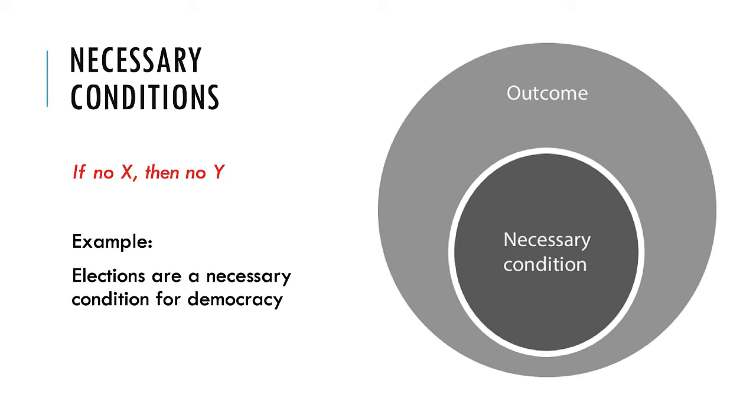Another way to think of this is in reference to concepts and definitions. We can say that elections are a necessary element of democracy. If you do not have elections, then you do not have a democracy. And that's how you need to think about necessary conditions. If they are absent, the outcome is impossible. If there is no X, then there is no Y.